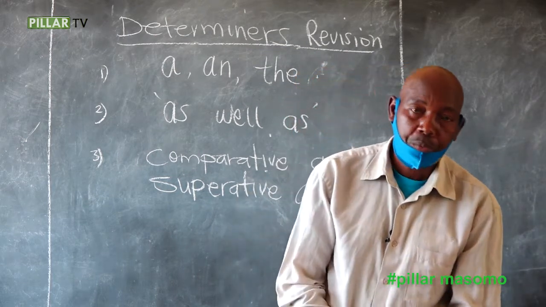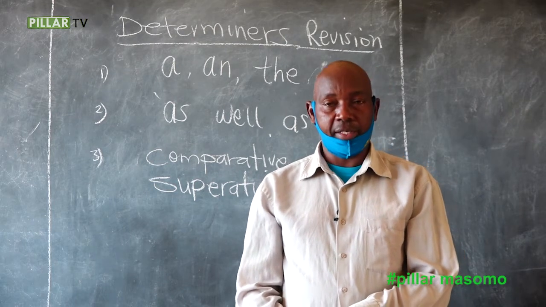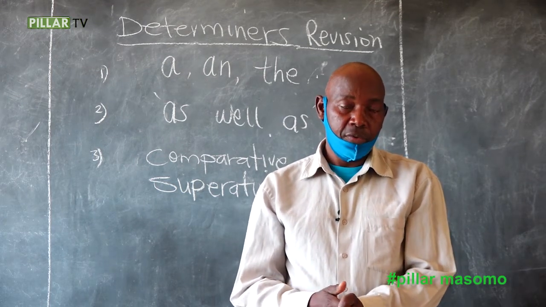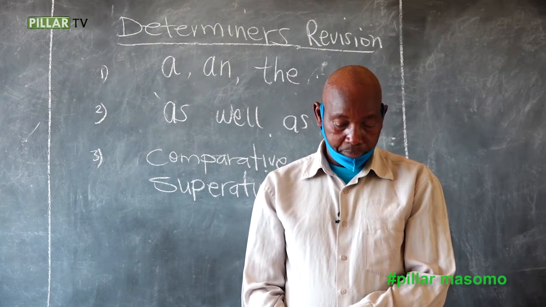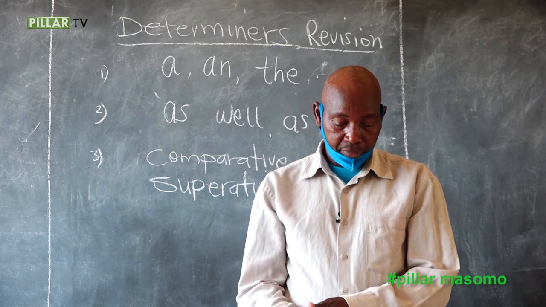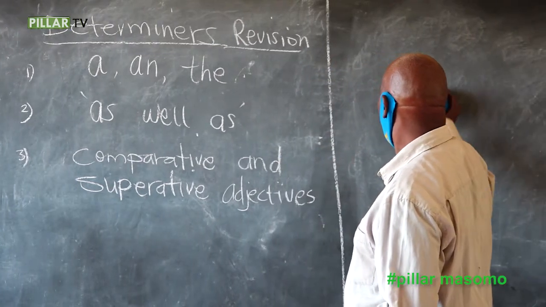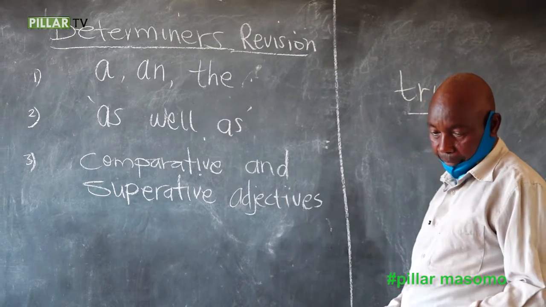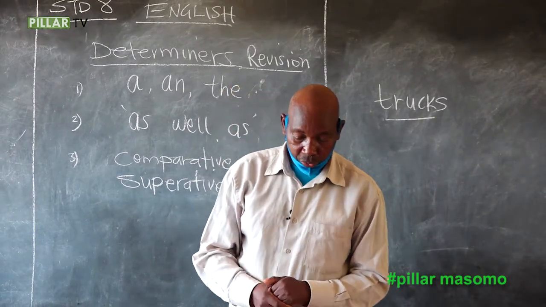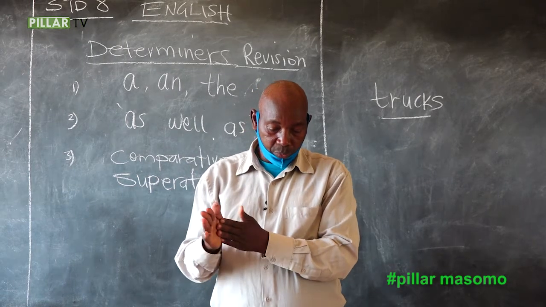Sentence number two. She drives cars. Full stop. She also drives trucks. Trucks is written like this. So, you are going to join those two sentences using as well as.